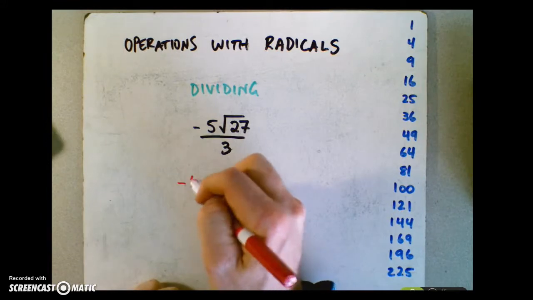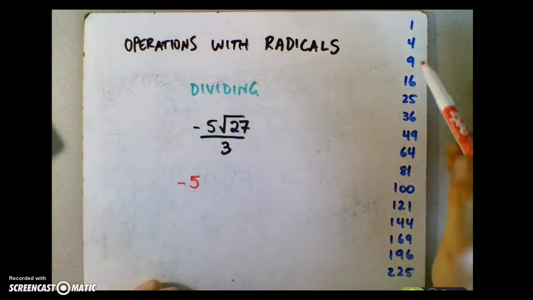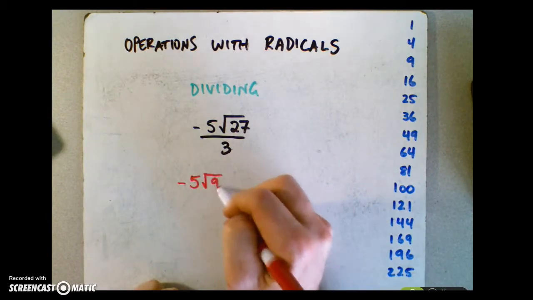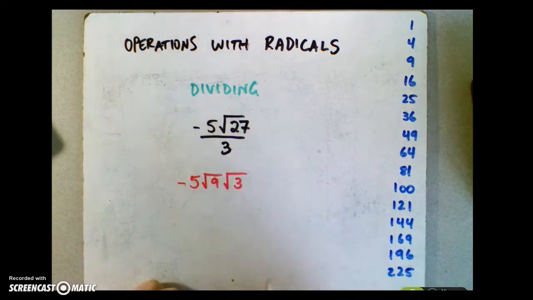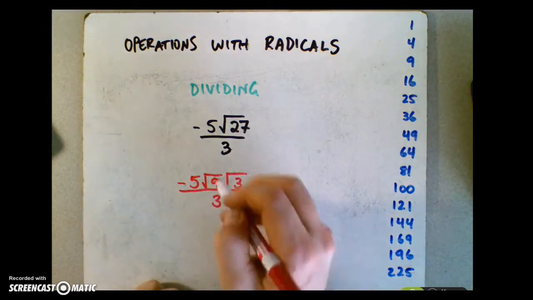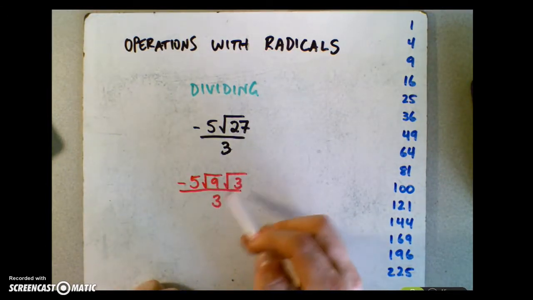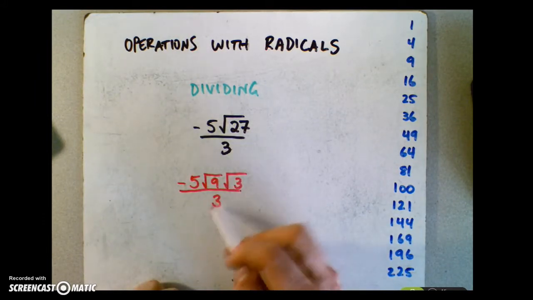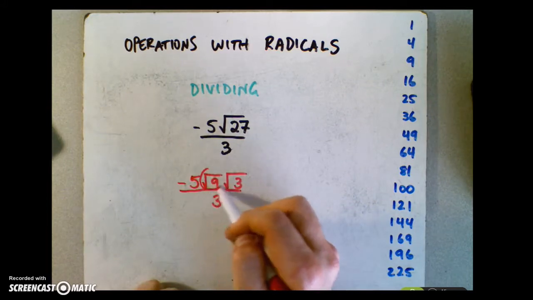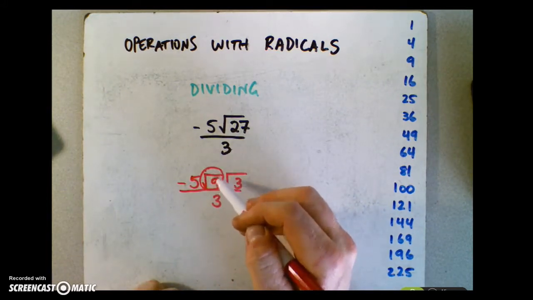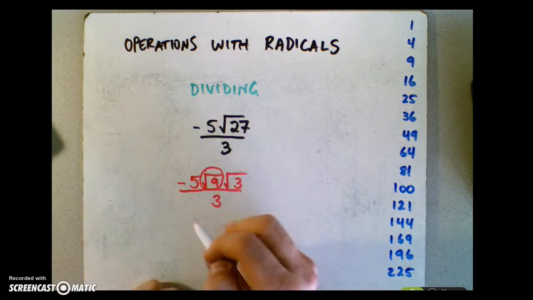So I've got negative 5, radical 27. The biggest perfect square that goes into 27 is 9. So I've got radical 9, and it's 9 times 3, gives me 27, all over 3. Don't go dividing here. I know you want to, but you can't. This is underneath the radical, this is not. Can't divide those. And you can't divide here either because 9 is also inside a radical. Instead, I'm going to take the square root of 9.